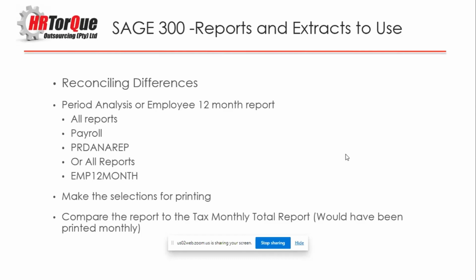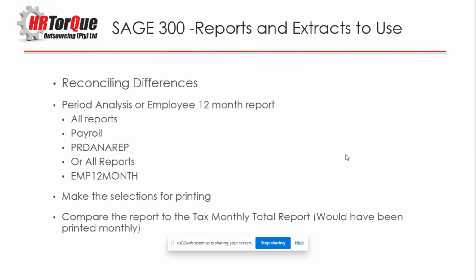When you're running the reports, you have the options to make the correct selections for printing, because, for example, on the EMP1201, the employee 12-month report, if you just put in the dates and run it, it's going to give you all your deductions, all your earnings, all your company contributions, and all of that. If you don't want to see all of that, and you just want to see the employees' SDL, UIF, and pay as you earn, then you can select those things specifically.